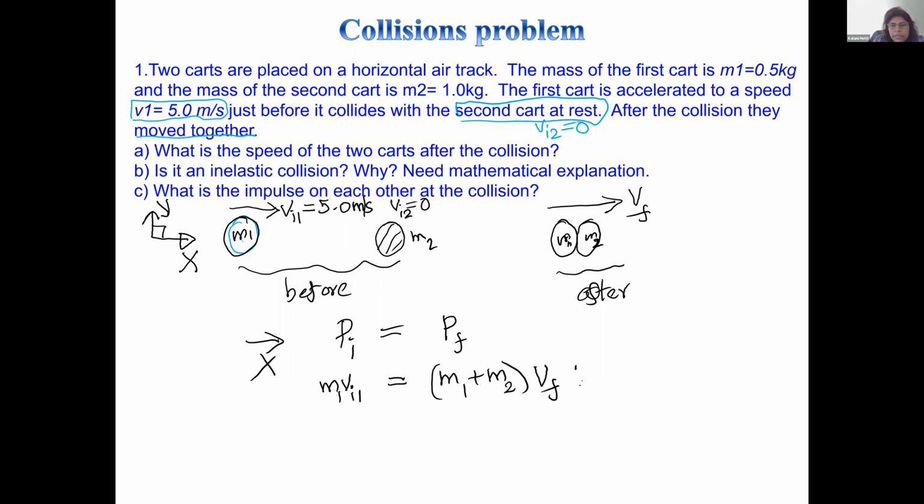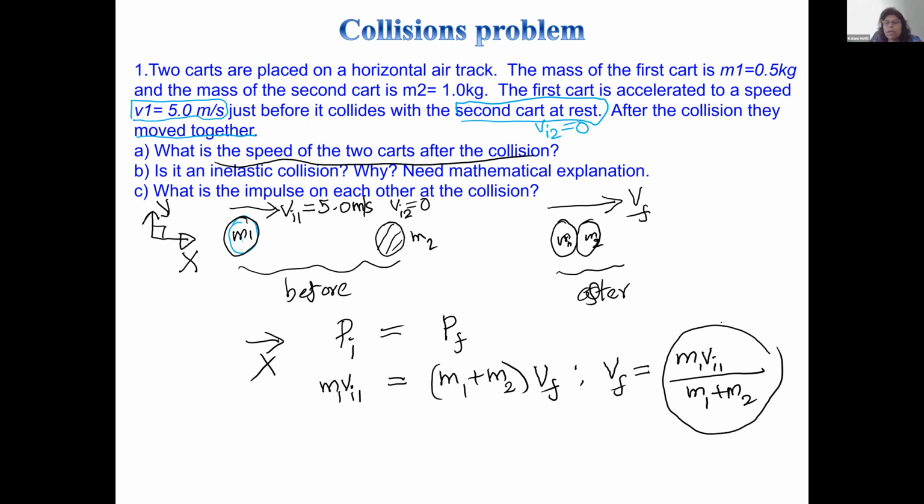Okay, so the next step: the question is asking what is the speed of the two cars after the collision. That means V final is the solution I need. Find it with your algebraic equation first, and then plug in the numbers: M1 V1 initial divided by M1 plus M2. Now you have all the information in here. Plug it in and calculate the V final. Then give the direction of V final. Since you are using the X direction, your V final will be toward the X direction. Okay, so that's the very easy conservation of momentum.